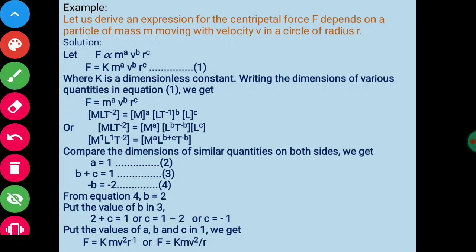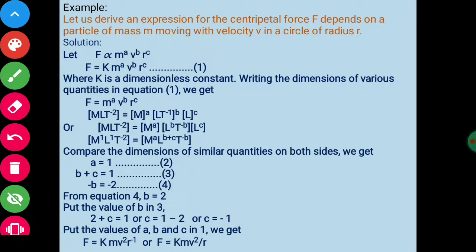Now after calculating, see, in equation number 4, minus b is equal to minus 2, so minus minus cancel and b equals 2. Now put the value of b in equation number 3 at that place. So 2 plus c equals 1, or you can say that plus 2 goes to that side, so c is equal to 1 minus 2, and 1 minus 2, you know that it becomes minus 1. So the value of c is minus 1, the value of b is 2, and the value of a is 1.